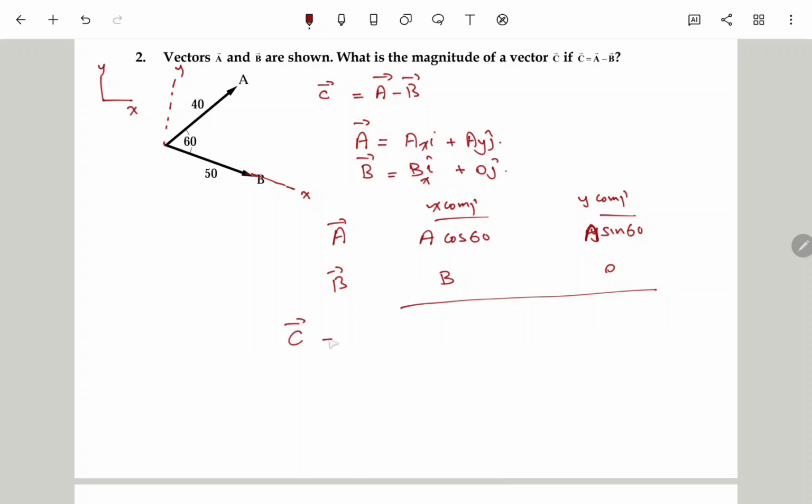Vector C equals A minus B, which equals minus 30, and this one equals 34.6. Now the magnitude for vector C is equal to the square root of 30 squared plus 34.6 squared, which equals 45.8. So this is the magnitude for vector C.